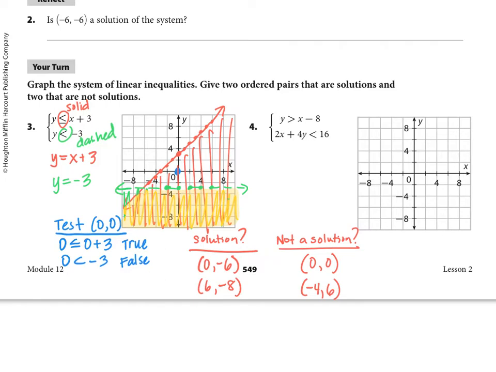Go try number 4. That's a good one for you to practice because one's in standard form, one's in slope-intercept form. Give it a try and pause it. The solution will appear in a few seconds.